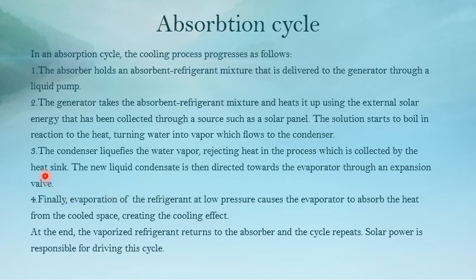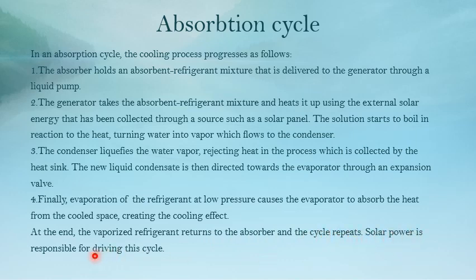Here, the heat sink is used to collect the remaining or rejected heat, and it protects the system from other radiation. The new liquid condensate is then directed towards the evaporator through an expansion valve. Finally, evaporation of the refrigerant at low pressure causes the evaporator to absorb heat from the cooled space, creating the cooling effect. At the end, the vaporized refrigerant returns to the absorber and the cycle repeats.